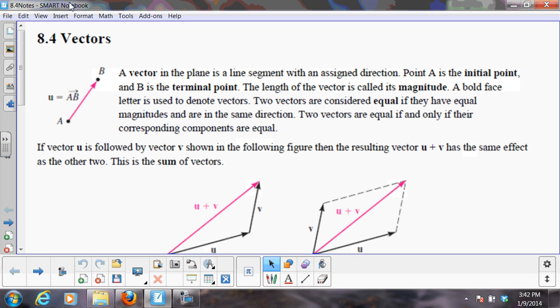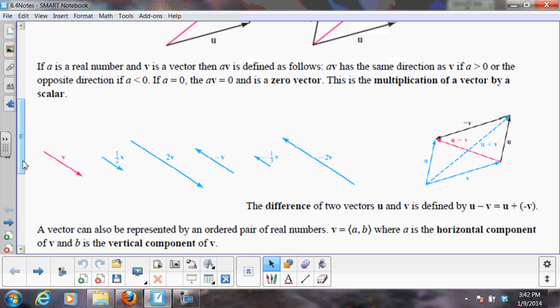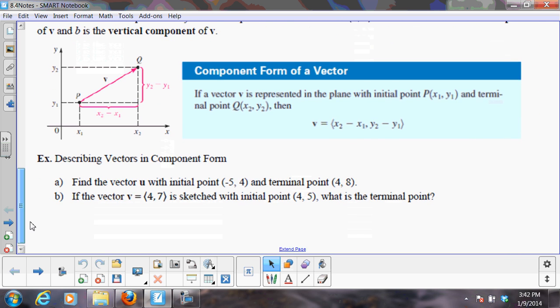Those of you that are in physics, these next couple sections should probably be a little bit easier for you. And then we get a picture of what the sum of vectors is. I'm not going to read through all this. You guys are fully capable of reading for yourselves what this stuff is. Here's a whole bunch of pictures of what vectors look like, positive vectors, negative vectors, different lengths of vectors. Then it shows the difference of vectors. It's the same thing as adding a negative vector.